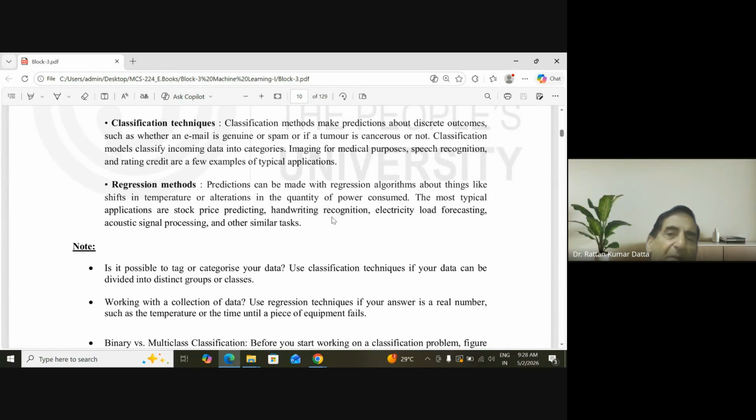So that's why spam has to be converted to the proper email. Similarly, in email, you may be getting some spam which the system could not figure out, so it has to go to spam. Regression method: prediction can be made with a regression algorithm, depending on which regression you are using. Is it linear regression, multiple regression, or all types of things? Stock price predicting, handwriting recognition, electricity load forecasting.